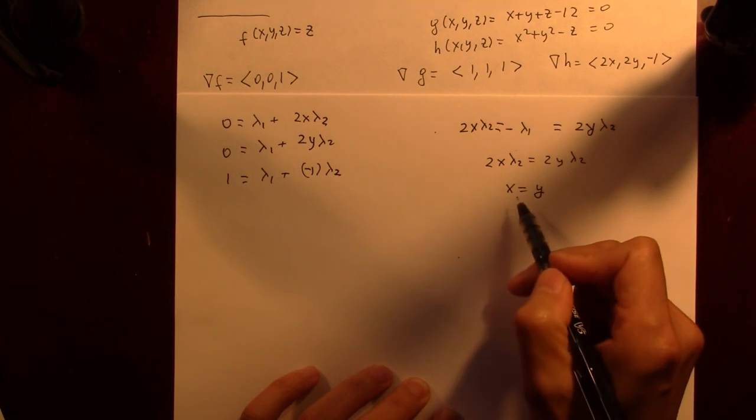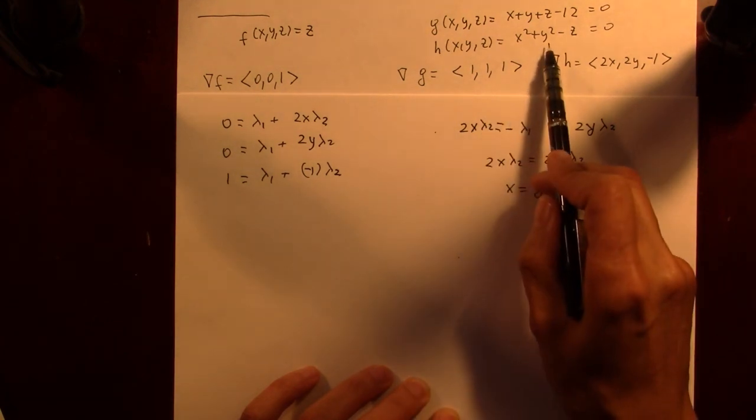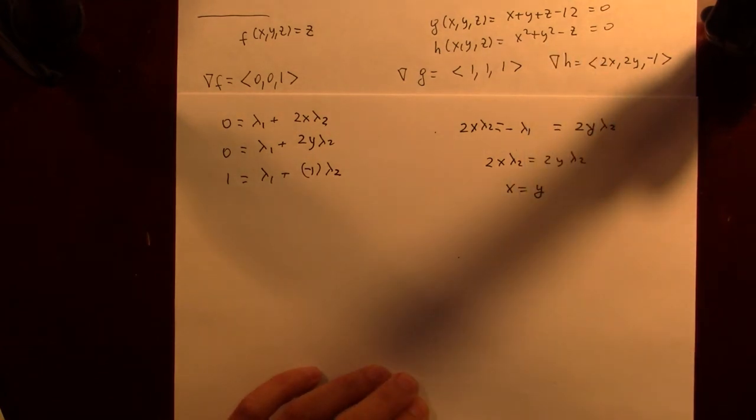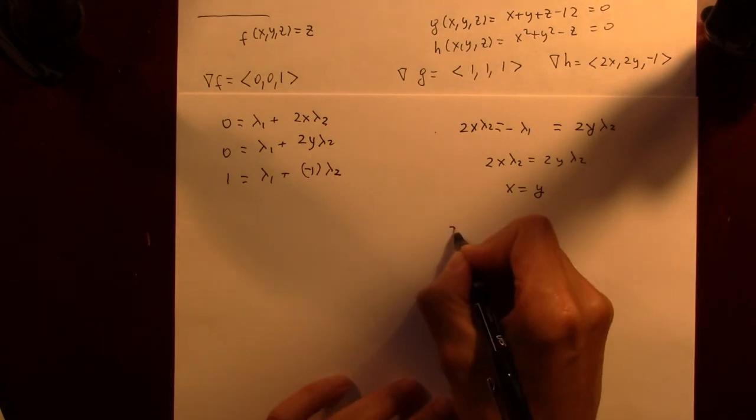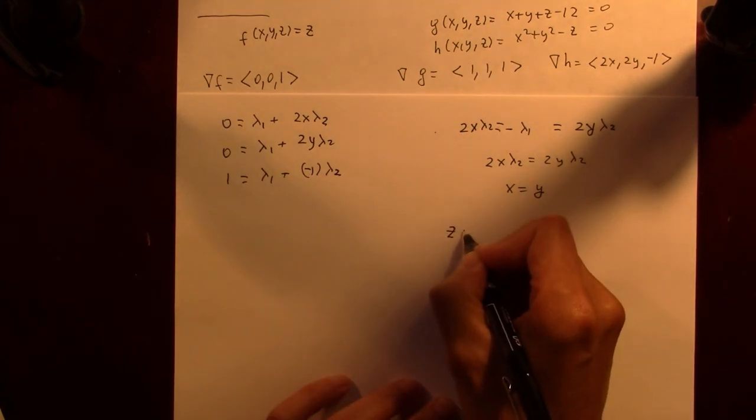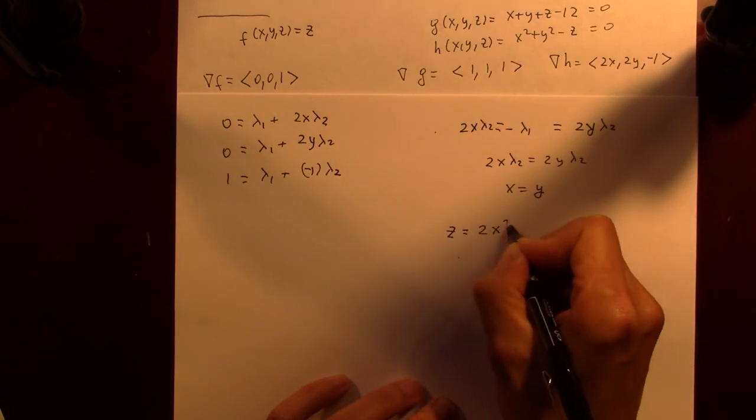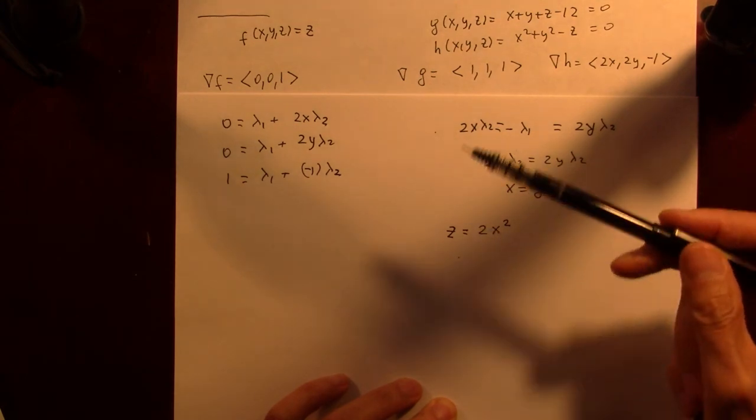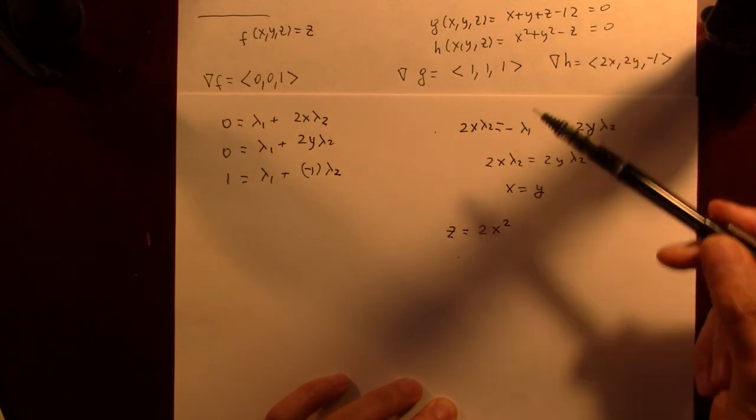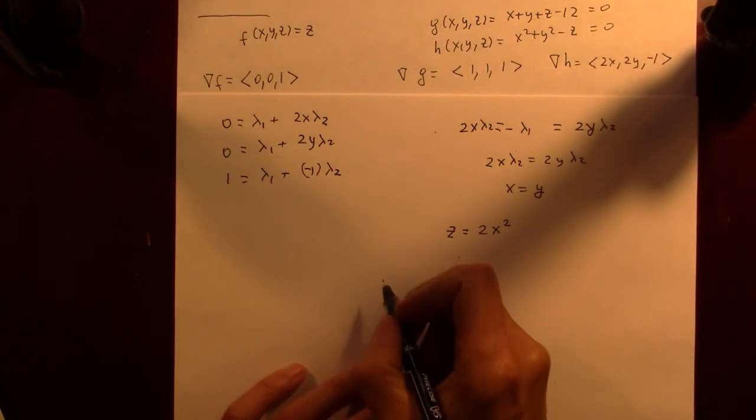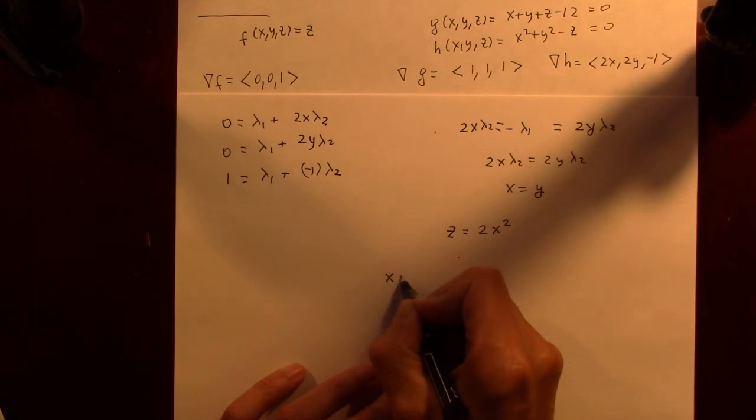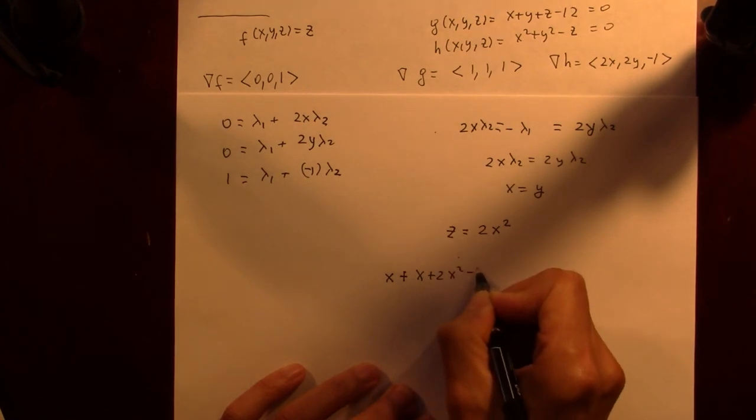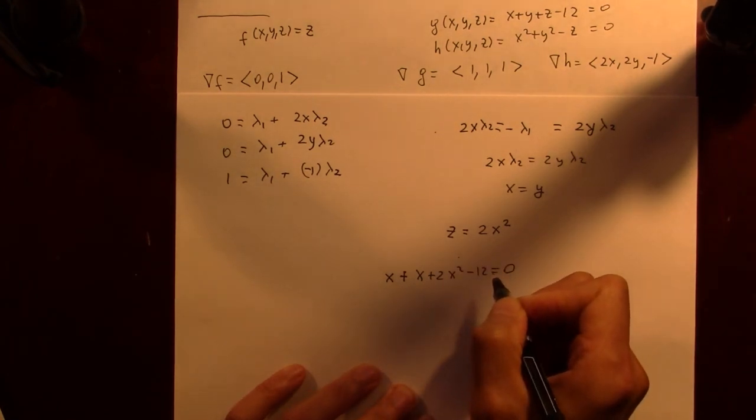Taking that x equals y and substituting it into our constraint x squared plus y squared minus z equals 0, we're going to get z equals 2x squared. Now we take z equals 2x squared and x equals y into the equation of the plane, x plus y plus z minus 12 equals 0, and we're going to get x plus x plus 2x squared minus 12 equals 0.